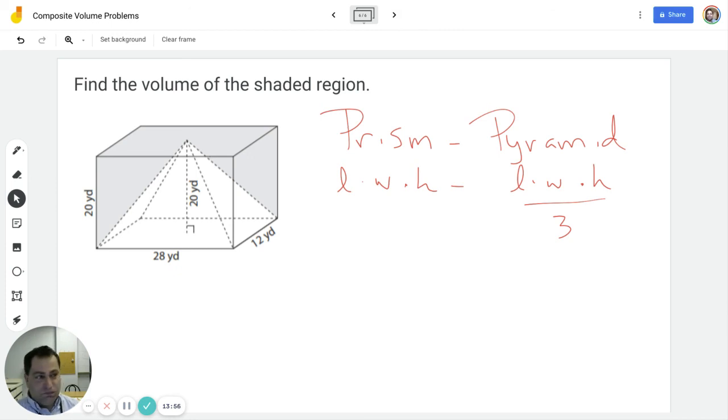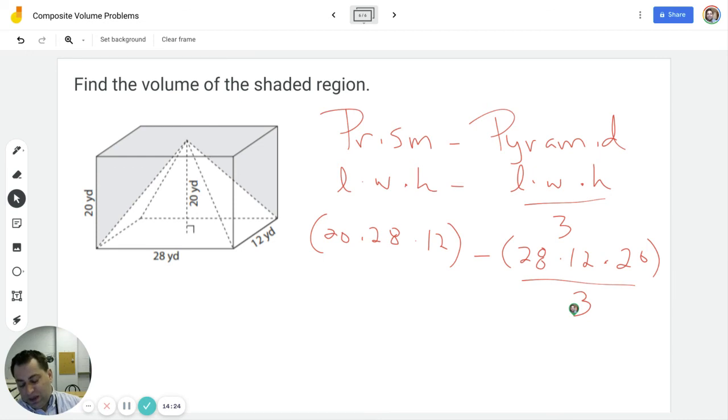I'm going to have 20 times 28 times 12. And then with the pyramid, I'm going to have 28 times 12 times 20, all divided by 3. So notice the difference here. The heights are the same. The length and the width are the same. Oh, it's just in a different order. But it's all the same. So we just divide by 3.